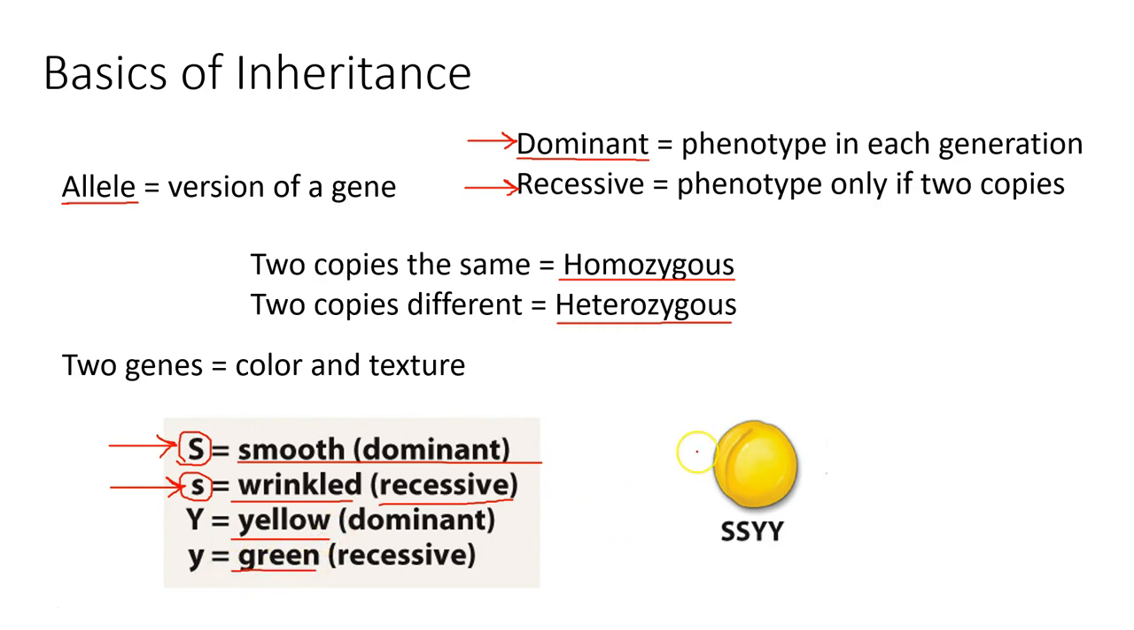So a pea plant that is yellow and smooth gets this genetic makeup. It has two copies of the dominant allele for both texture as well as color.